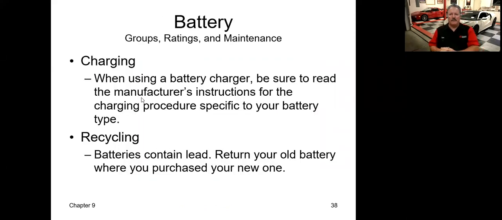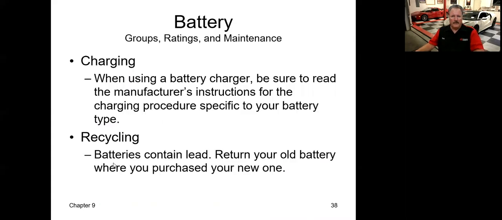Charging. When using a battery charger, be sure to read the manufacturer's instructions. Generally, we try and put batteries on a very low charge, 1, 2, 3, 4 amps maybe at the most, and charge them at a slow rate for a couple hours. We don't want to be putting a battery charger on a battery at 30 amps for a half hour. That could actually ruin the battery. It'll definitely start to smell and stink and warp the plates inside the battery. So my recommendation is to charge a battery at a very low rate. But you can check with your battery manufacturer on that.